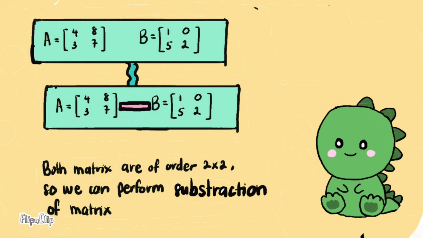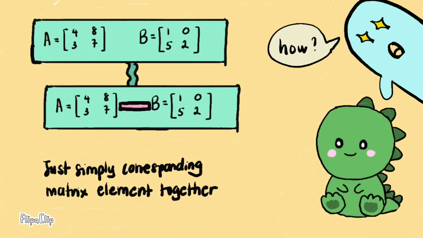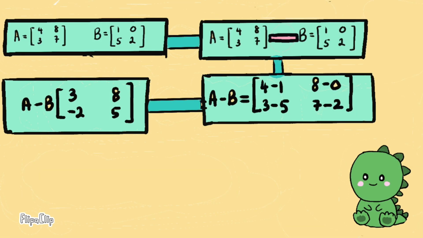Both matrices are of order 2 times 2, so we can also perform subtraction of matrices. We can just simply subtract corresponding matrix elements. For example, 8 is located at first row and second column, A12. To perform subtraction, A must subtract the element that has the same row and column in matrix P, P12, which is 0. So, the answer will be 3, 8, -2, and 5.